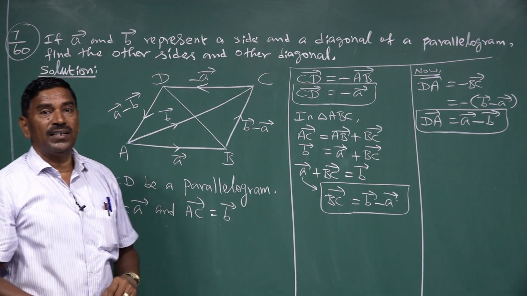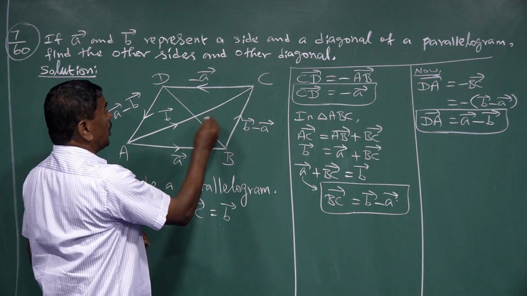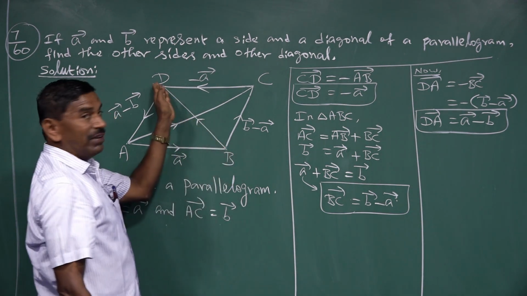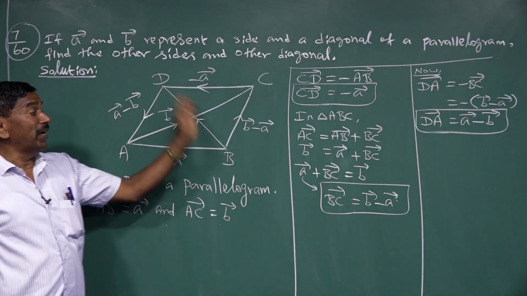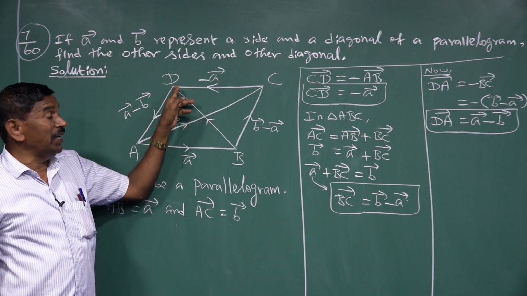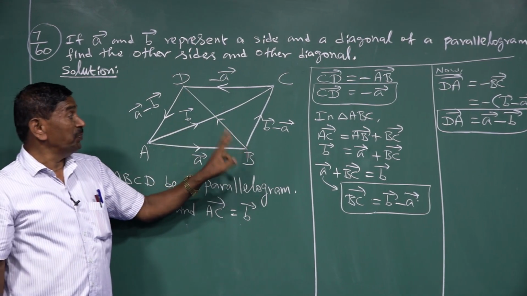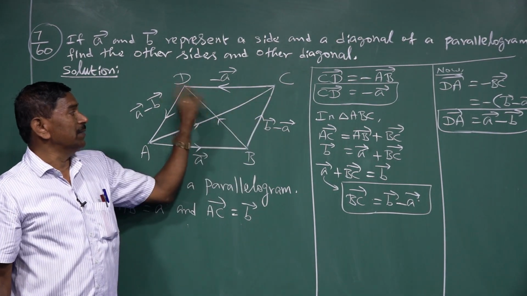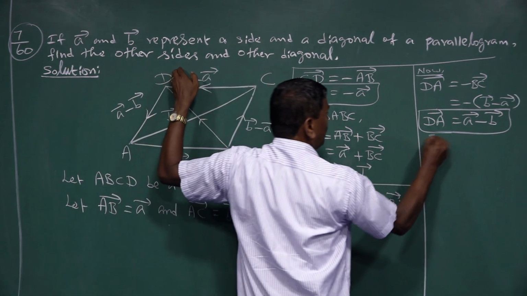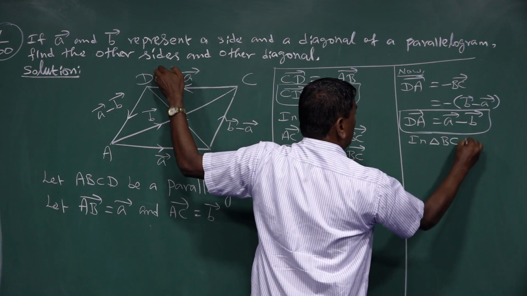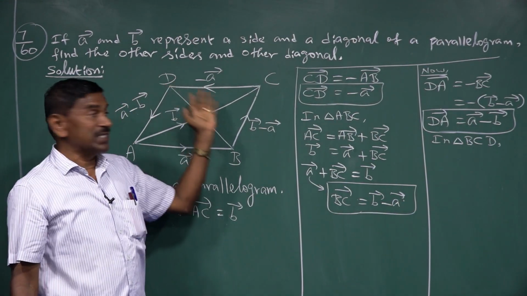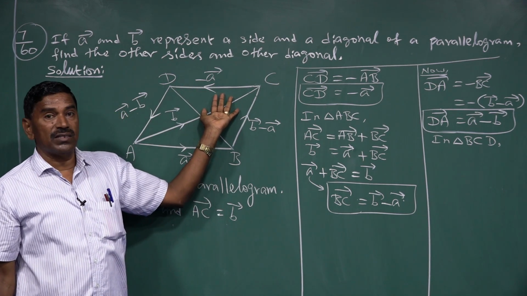Next, my aim is to find the next diagonal, BD vector. I want to find one more diagonal, BD vector. Any idea how to find BD vector? Yes. To find BD vector, select the triangle. In triangle BCD, we use the triangle law of addition of vectors.